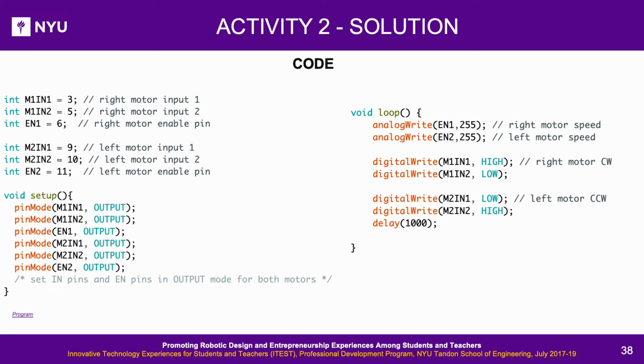Activity 2. Solution. Code. The pins for both the left and right motors are declared as variables with meaningful names, that is, the name of the pins to which they are connected on the motor driver. In the setup, first, all these pins are set as output. In the infinite loop, both the motor speeds are set to maximum using the maximum analog write argument of 255 and using digital write, the motors are set to run in opposite direction. Here, the right motor rotates in clockwise direction and the left motor rotates anti-clockwise.